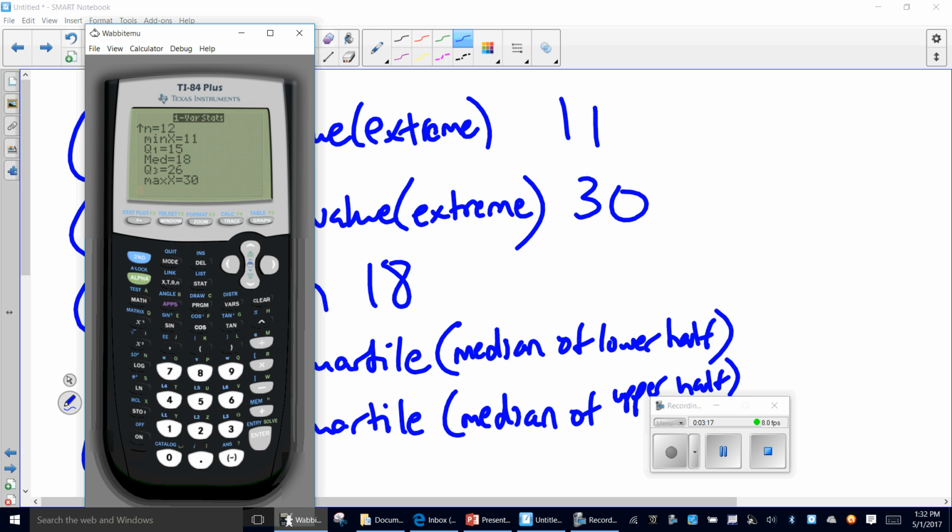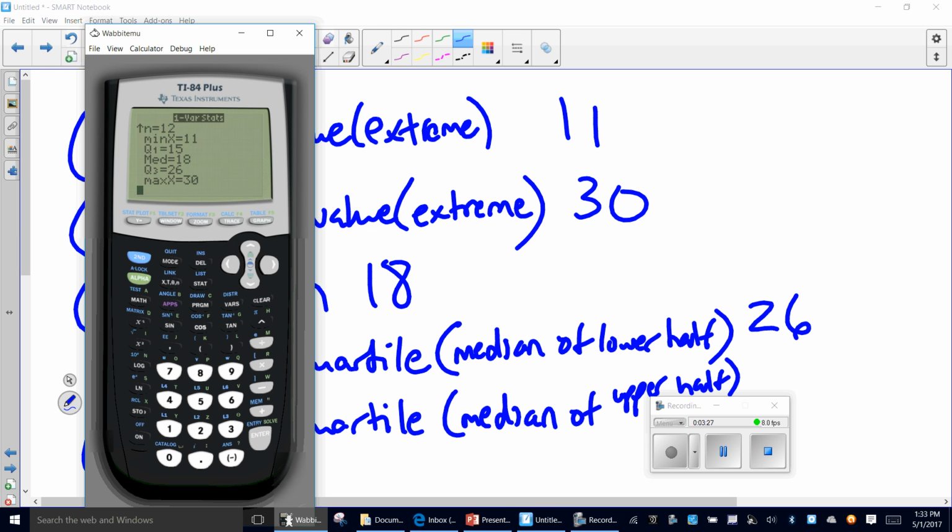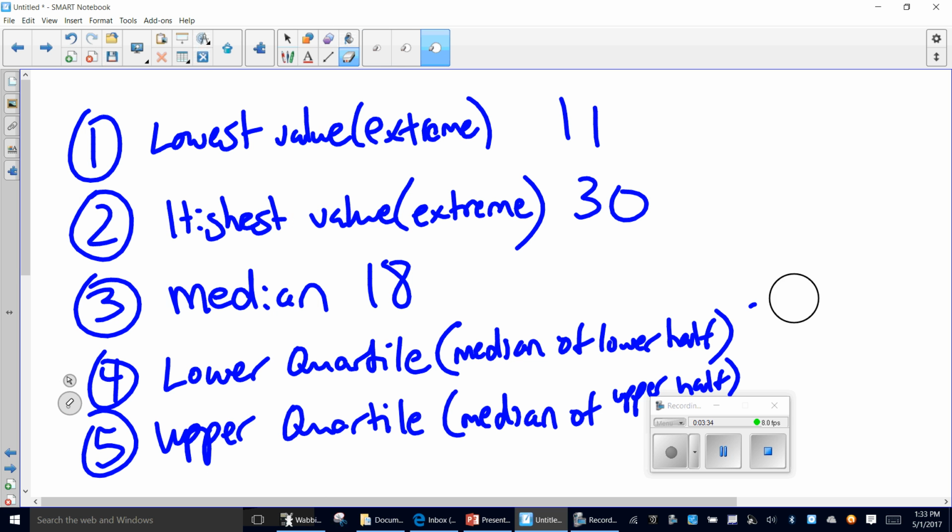So the very first point you come to, think like a basketball game, is the end of the first quarter. That's your lower quartile. And then the upper quartile is going to be, oops, not 26. 15 is the lower one and 26 is the upper one. 15 and 26. All right.